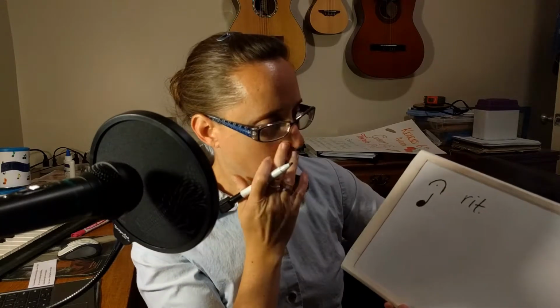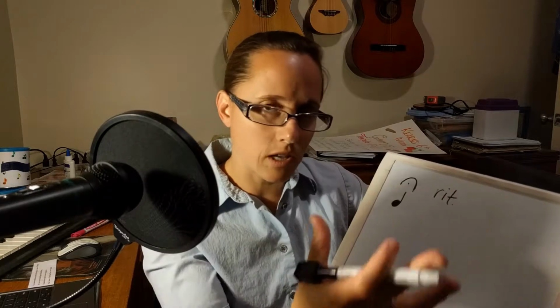And then we have this. Usually it's abbreviated RIT. That's short for retardando, which means that you are gradually going to slow down. So that's what that means when you see that. You're gradually going to get a little slower.